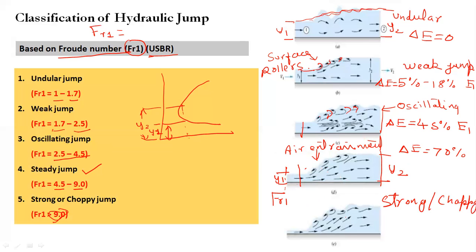Okay, choppy jumps are not very steady. They are highly turbulent, and you are going to get quasi-periodic waves on the surface which may travel downstream. Okay, so this is called a strong or choppy jump, and here you can expect the energy dissipation to be greater than 70%. So this is all about the classification of the hydraulic jump based on Froude number.